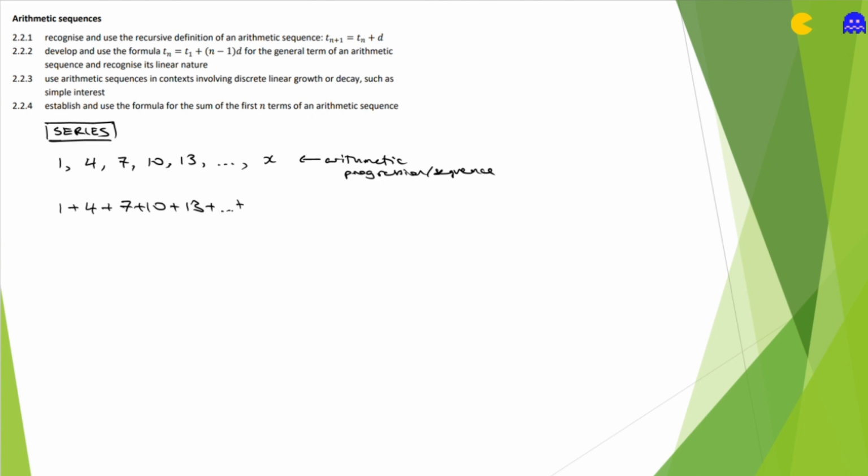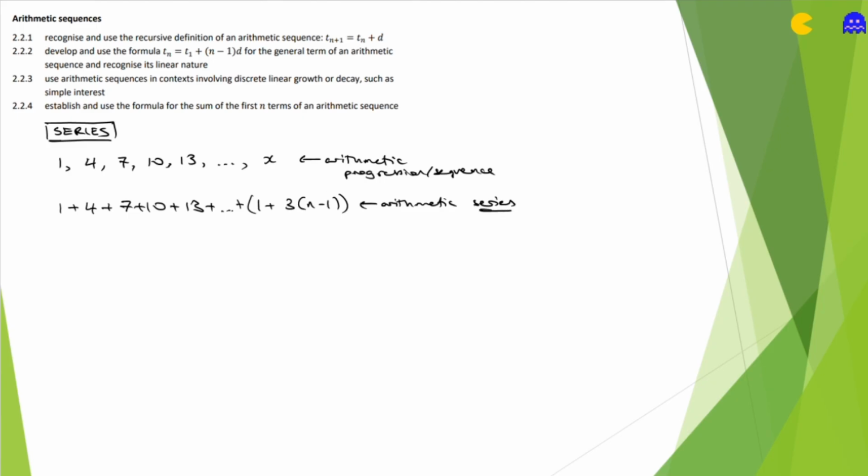Well, if we want to define x more generally, we can write that as 1 plus 3 times n minus 1, where n is the nth term of that sequence. So this last value corresponds to the nth term of the sequence. So this is what we define as the arithmetic series that corresponds to that arithmetic sequence or progression.